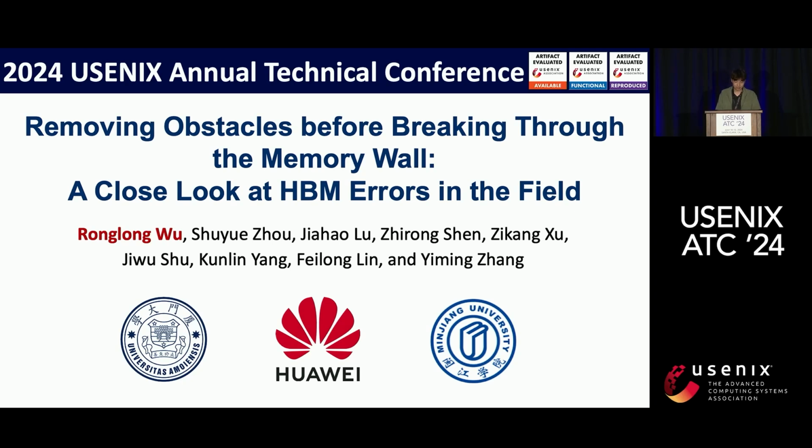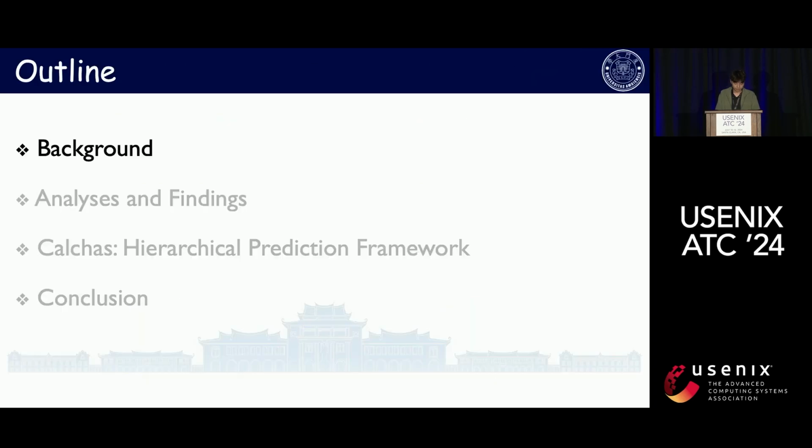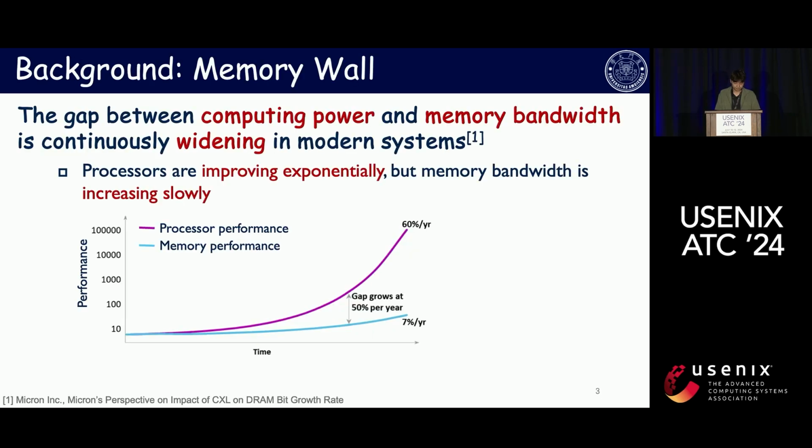Due to the visa issue, the authors of this paper are unable to be here today, so I will present this work on their behalf. This work, titled Removing Obstacles Before Breaking Through the Memory Wall: A Close Look at HBM Errors in the Field, analyzes errors in high bandwidth memory and proposes a hierarchical failure prediction framework for HBM. I will introduce this work in these four parts.